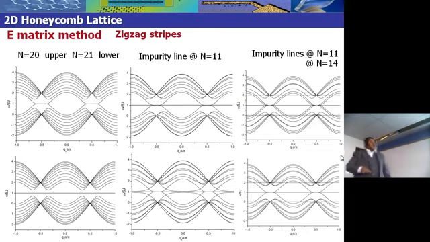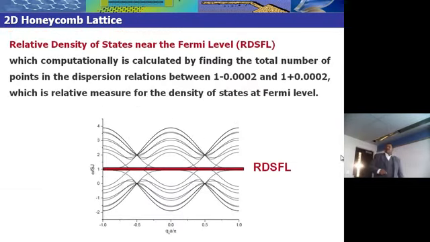We see that in our zigzag stripe case, we don't have a gap. So the most important property is actually the edge localized state near the Fermi level. So we study the relative density of states near the Fermi level and see how changing the edge properties can affect this quantity. We also ask how the width of the ribbon affects the relative density of states at the Fermi level.